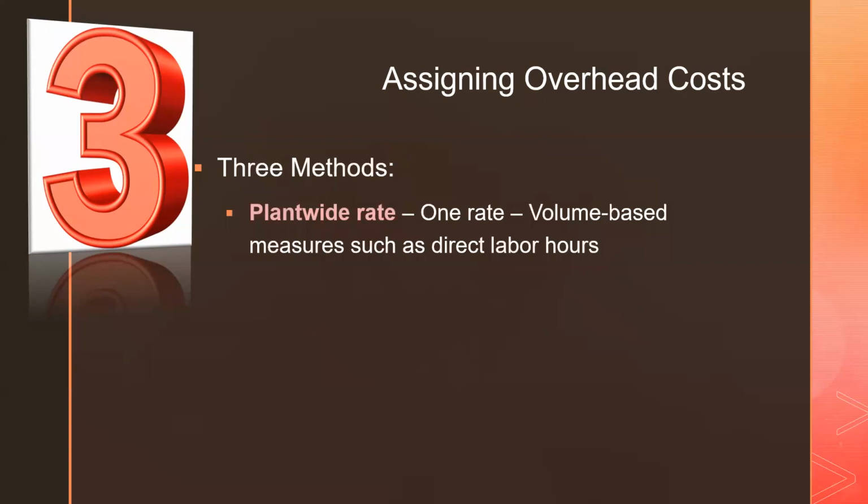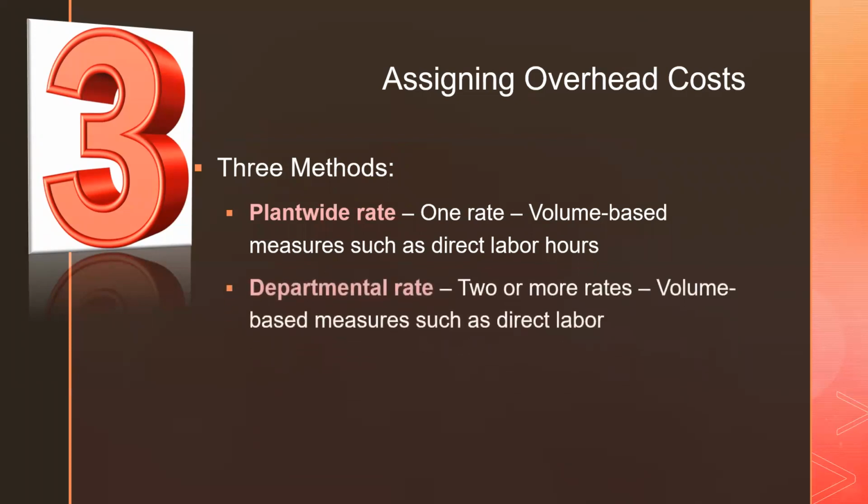The first one is plant-wide rate. That is the same method that we have used in the past when allocating overhead, but we're still going to go back through it. It is one rate that measures typically direct labor hours. It could also be machine hours, maybe even the direct materials. I don't think that's the best measurement the majority of the time, but it's going to have one rate based on the volume of a certain activity.